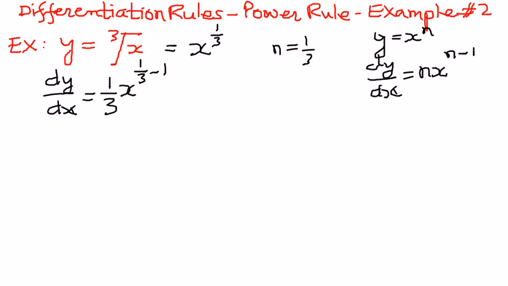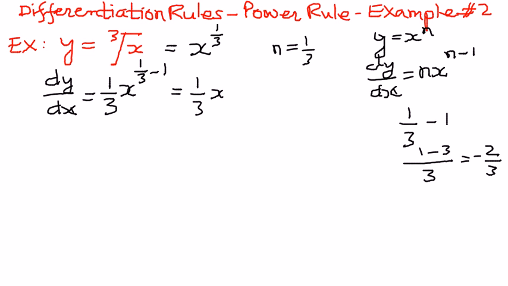So we can simplify the exponential part of it. If we take it out to the side here, 1 over 3 minus 1. The common denominator is 3. 1 minus 3 is going to be equal to negative 2 over 3. So therefore we can come back and simplify this one as 1 over 3 x to the power of minus 2 over 3. We can further simplify this one as 1 over 3 times 1 over x to the power of 2 over 3.